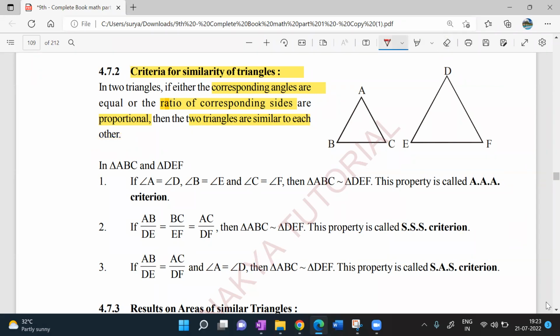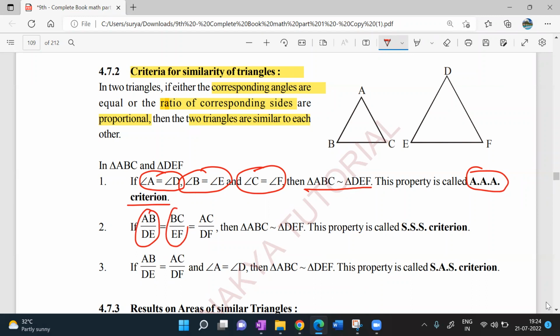Here are triangle ABC and triangle DEF. Angle A must be equal to angle D, angle B must be equal to angle E, and angle C must be equal to angle F. Then triangle ABC is similar to triangle DEF. Angles are equal, so this is called the triple A, or angle, criterion. If AB by DE and the corresponding sides are proportional to each other, then this property is called the triple S criterion.